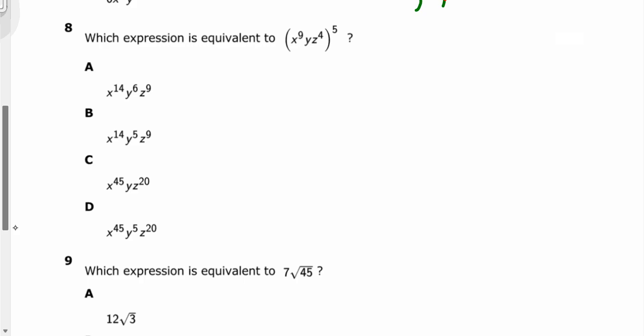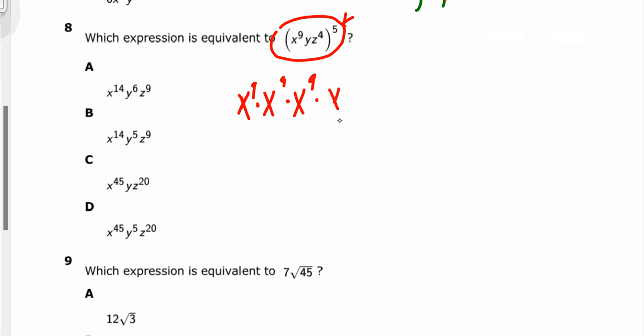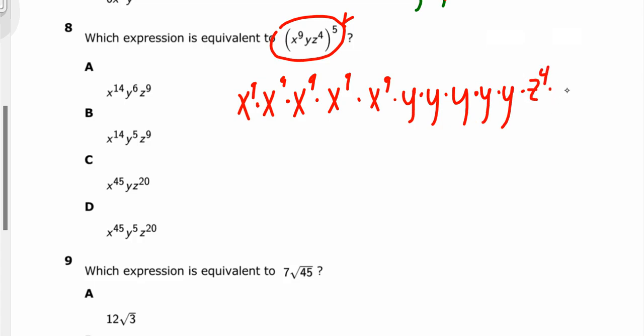All right, which expression is equivalent to x to the 9th, y, z to the 4th, all to the 5th power? So all of this needs to be to the 5th power. That means I need x to the 9th times itself 5 times. I need y times itself 5 times. And I need z to the 4th times itself 5 times.